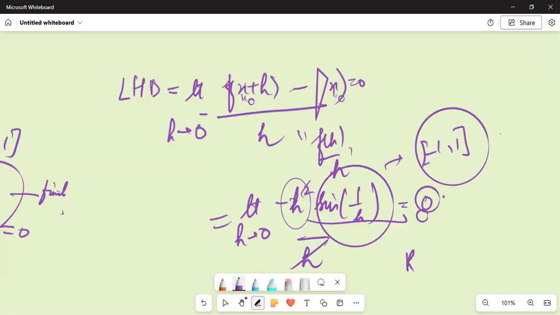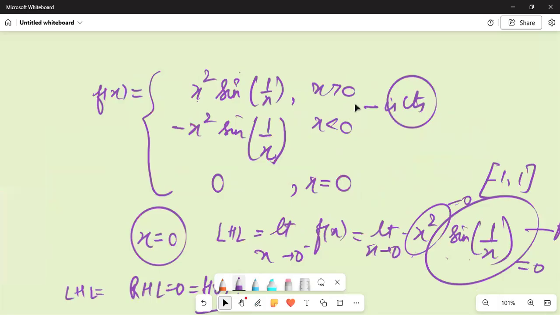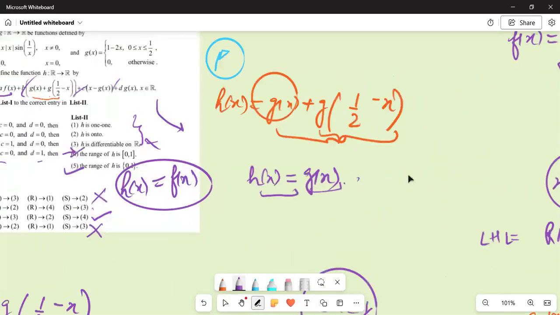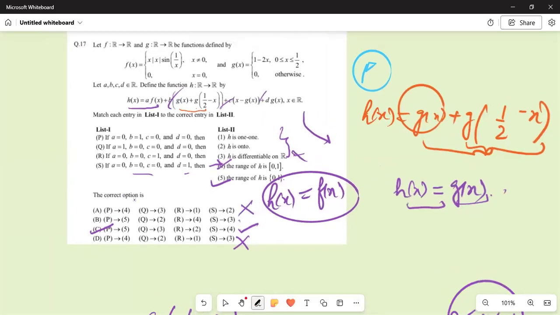Similarly, you can compute the right-hand derivative as well. You will be getting 0 again. So we can easily say that f is a differentiable function, because for non-zero values, it is a product of two differentiable functions, so it is differentiable there. And for 0, we can easily check using the definition of left-hand derivative and right-hand derivative, and we get that both are 0. So f is a differentiable function. So for the Q part, the value is 3. Sorry, 3. The value is 3.